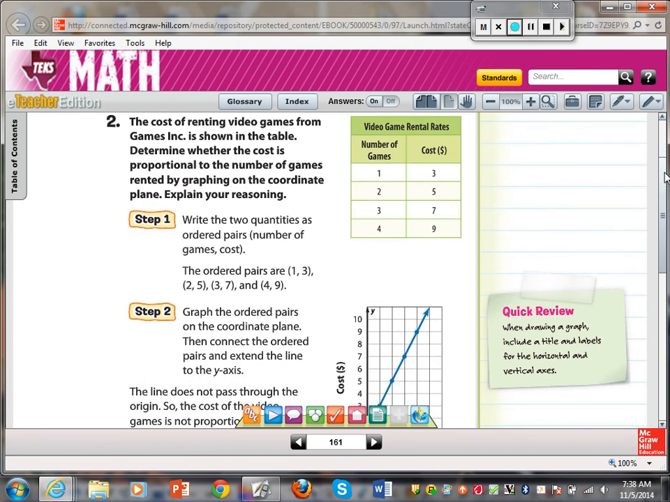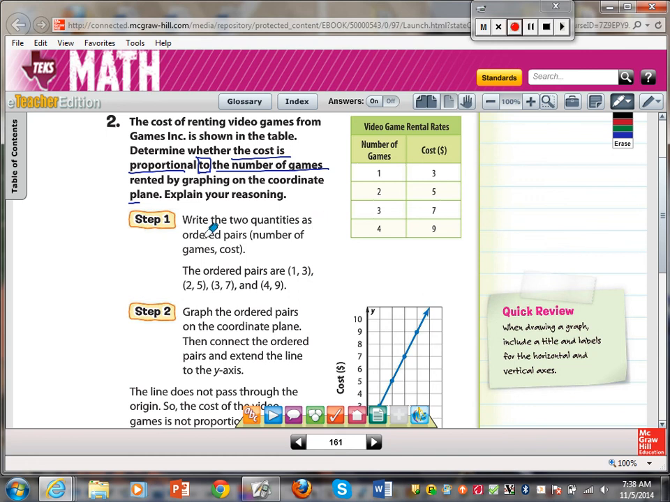In example number 2, the cost of renting video games from Games Incorporated is shown in the table. Determine whether the cost is proportional to the number of games rented by graphing on the coordinate plane. So we're going to graph it. Now, in this case, you see that your table is laid out downward. Usually when the tables are like this, it makes it a lot easier to graph.